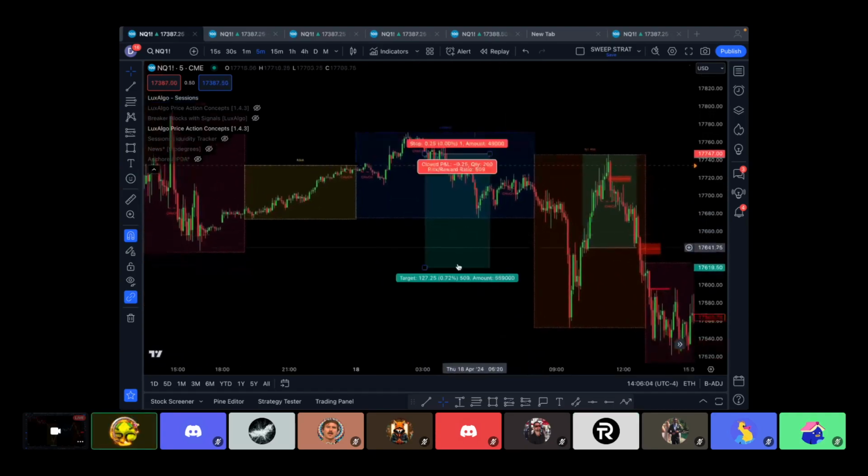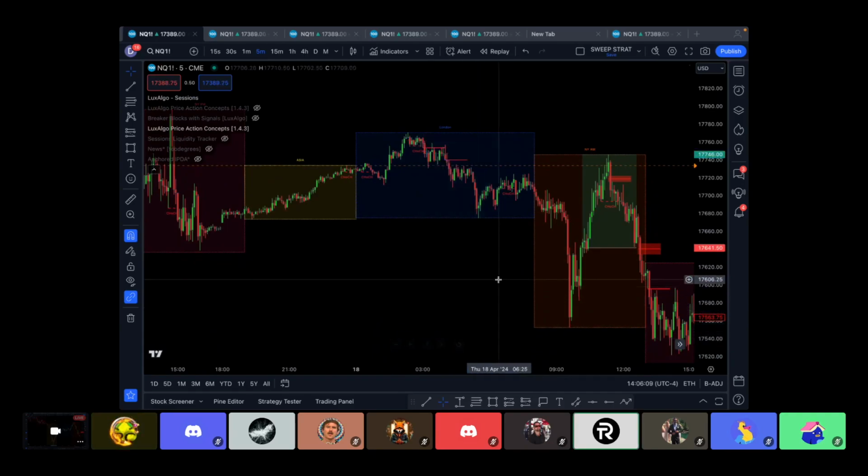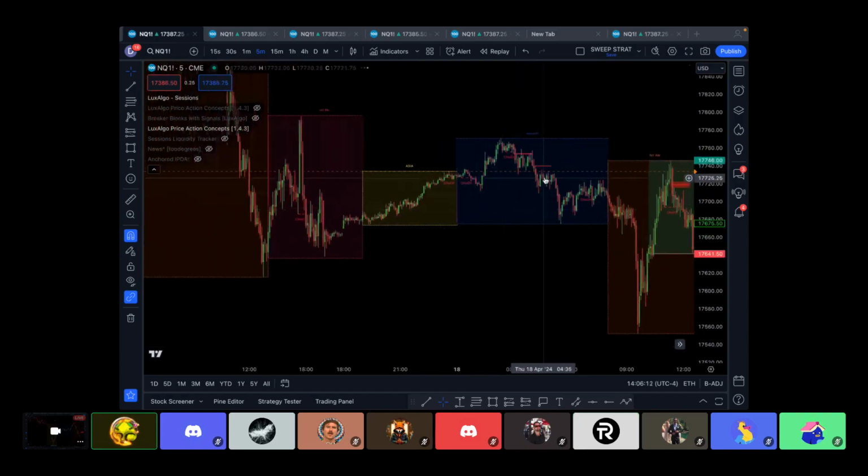Now, of course, if you held this trade past the previous session, it would have hit, and you can see how much further it went. 774 ticks. Because we know the bias is lower, so the market is more likely to draw down.